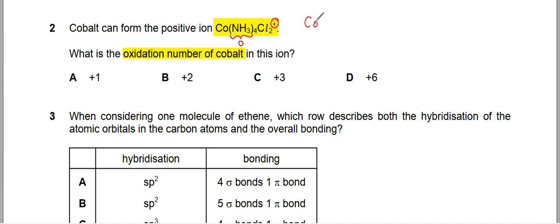So we take cobalt. We know that chloride is -1, so cobalt plus 2 units of chloride, each one -1, overall equals +1. So Co minus 2 equals +1. So the oxidation state of Co is 2 plus 1, so it's +3. So the answer is C here.